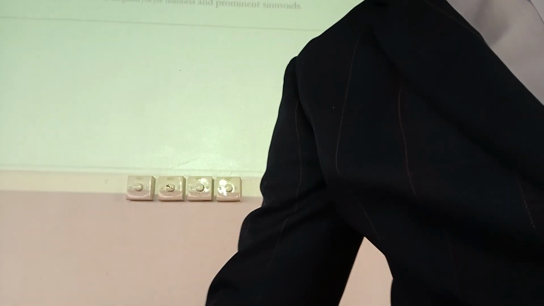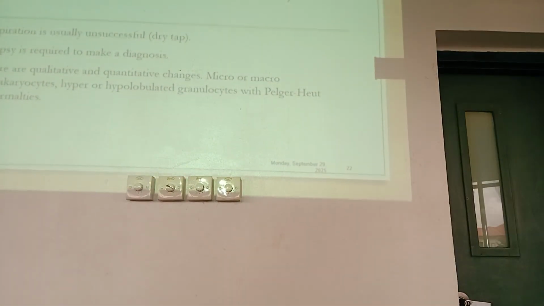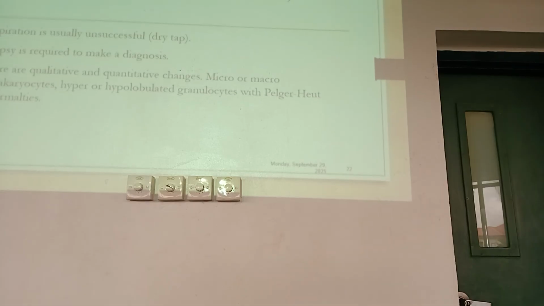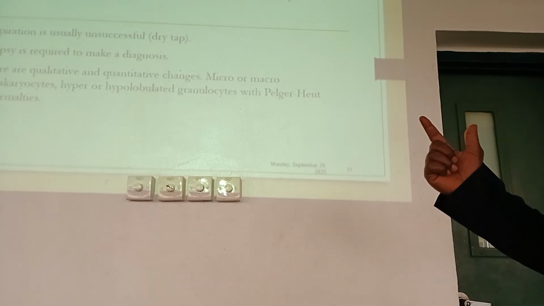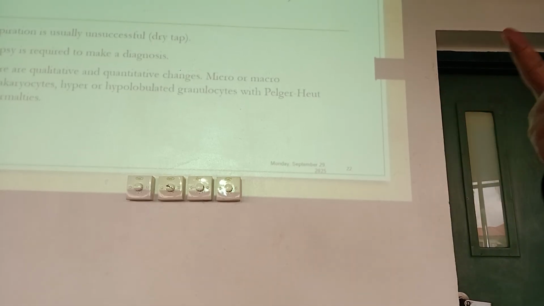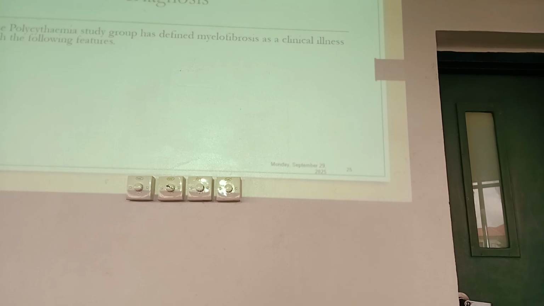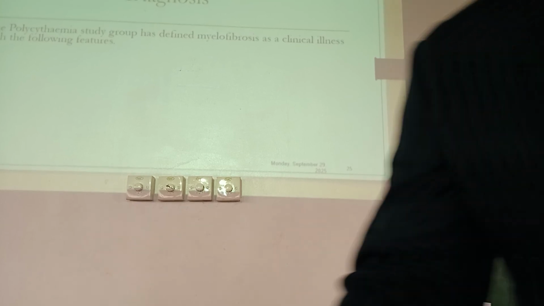So, like I said, aspiration is usually dry. You will try and try, and you won't get any aspirates. And biopsy is required to make a diagnosis. So these are what you are going to see in the biopsy. It is straightforward to diagnose. We also have the polycythemia study group, which has defined the diagnosis clearly.